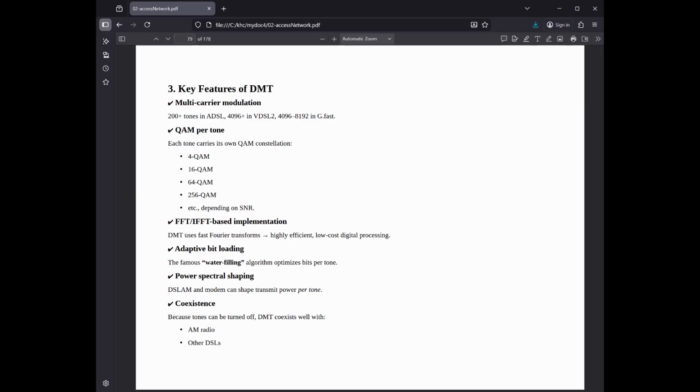3. Dynamic updates: bit swapping. If conditions change, for example someone turns on a noisy vacuum cleaner near the phone line, the modem can swap bits from a newly noisy bin to a cleaner one in real time without dropping the connection.